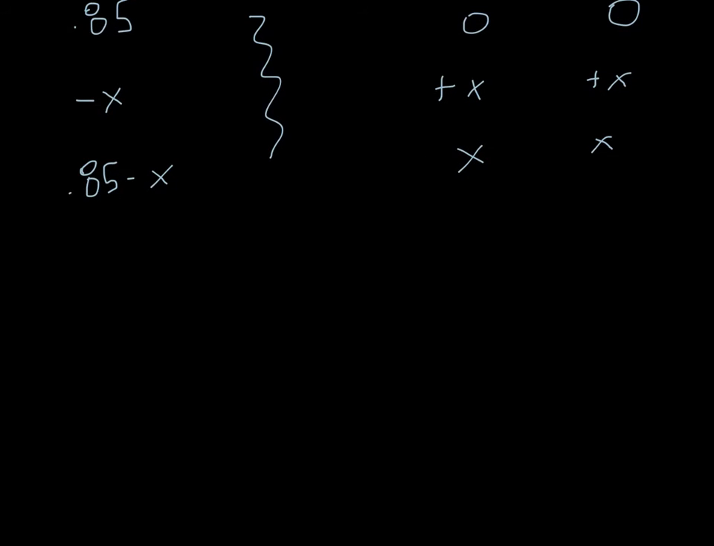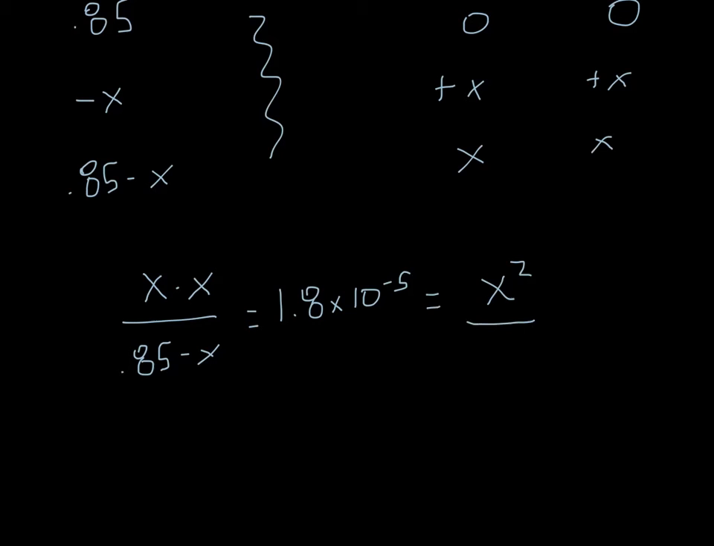As we continue, we'll go back to our equilibrium expression, and we'll get that x times x over 0.85 minus x is equal to 1.8 times 10 to the negative fifth. This is a small Kb value, so we probably have a negligible x down here. We'll try it and hope for the best. If it's not negligible, we can always go back and use the quadratic equation, but we'll say that this is x squared over 0.85.